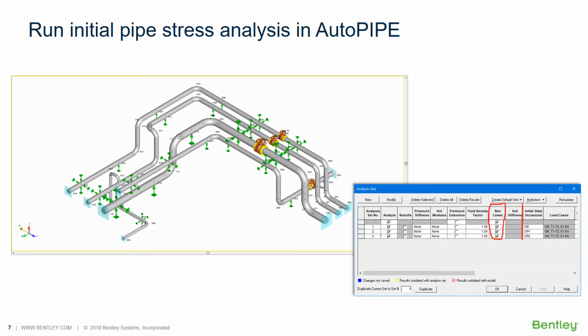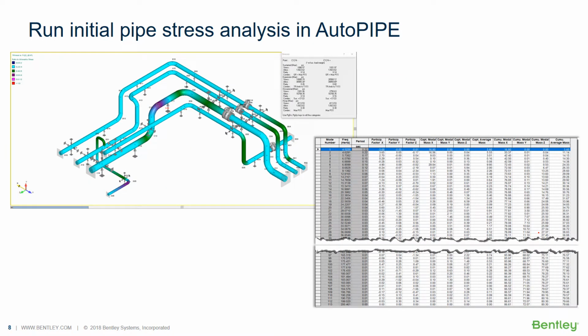And so we have 3 analysis sets set up here. One with gravity as our initial state for our occasional loads, or in this case, our earthquake loads. One with our OP1 case, operating 1 case, as our initial state for our occasional loads, our earthquake loads. And then the third one has OP2 as our initial state for our earthquake loads. So we run an analysis and just quickly review the results, focusing here on 2 results.